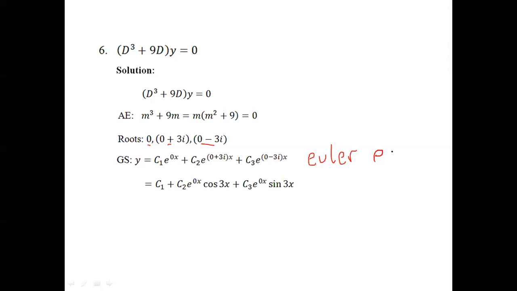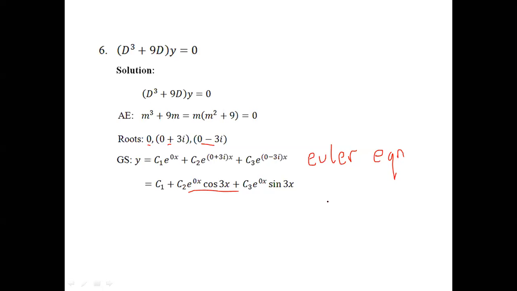Euler's equation. By use of Euler's equation, you should be able to arrive at this notation: C1 plus C2 e to the power 0x cos 3x plus C3 e raised to the power 0x sine 3x. The x is being multiplied by 0 here, and the x is being multiplied by 0 here. So it means e is being raised to the power 0.